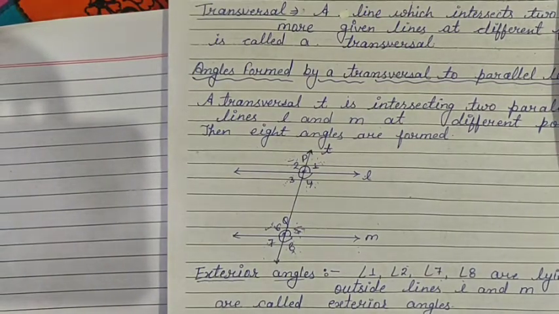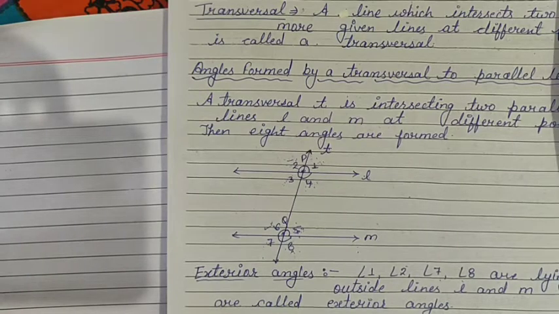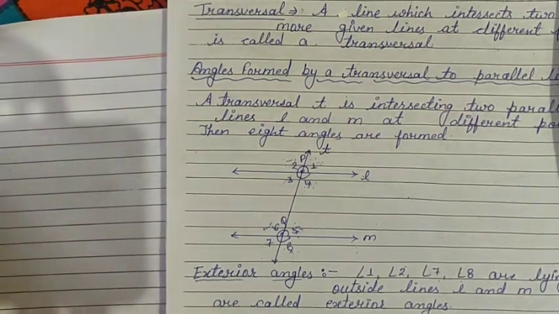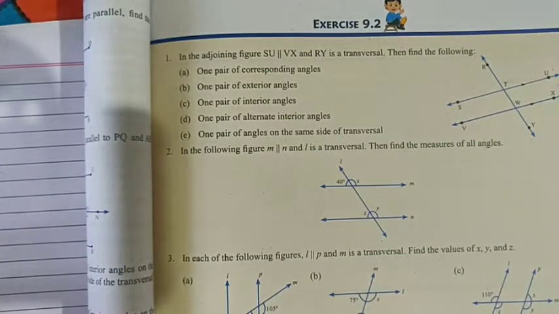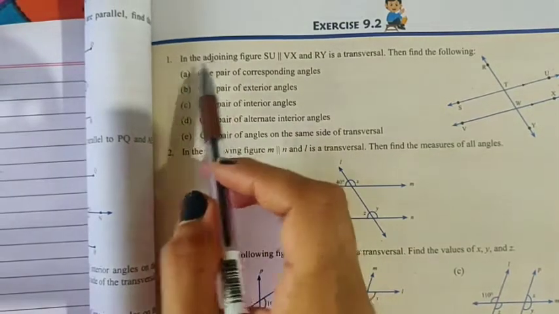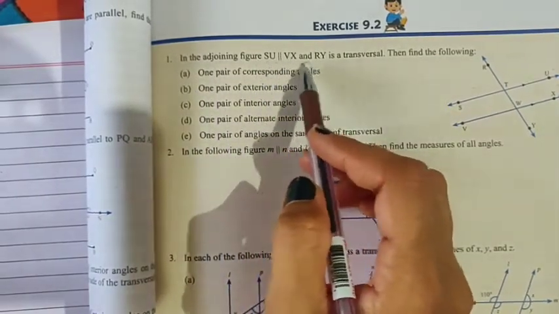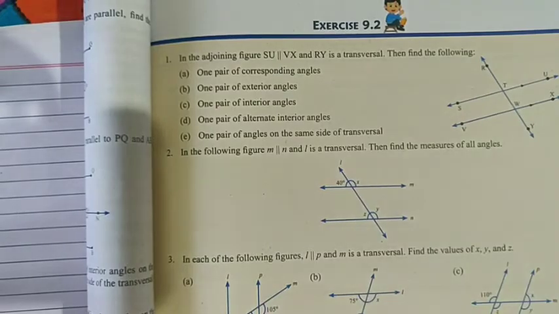Students, this is the theory for your exercise 9.2. Now you can do your exercise 9.2 easily. This is your exercise 9.2. You can do this exercise easily. Your first question is, in the adjoining figure, SU and VX are parallel lines and RY is a transversal, then find the following.